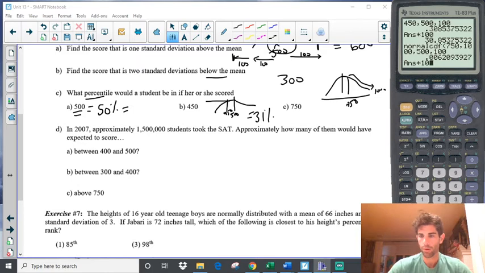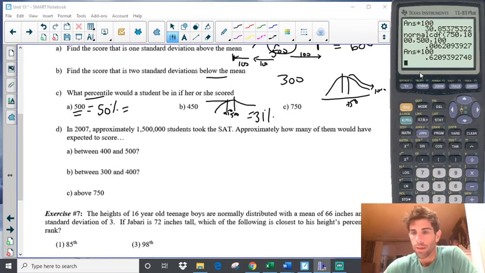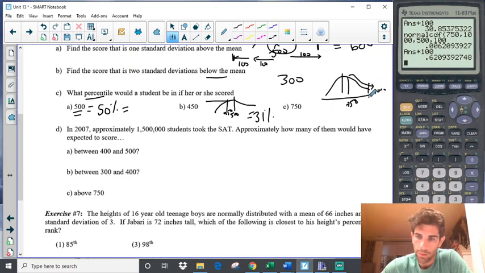Multiply that by 100. Now, what did I do? 0.006 times 100 is not 0.6. Oh yeah, it is 0.62 right now. All right, so that person is not in the 0.62nd percentile. They're way up here. They're super geniuses or something, right?